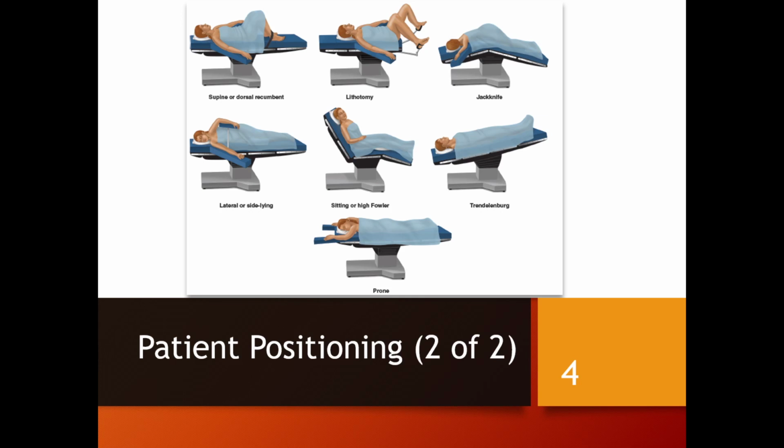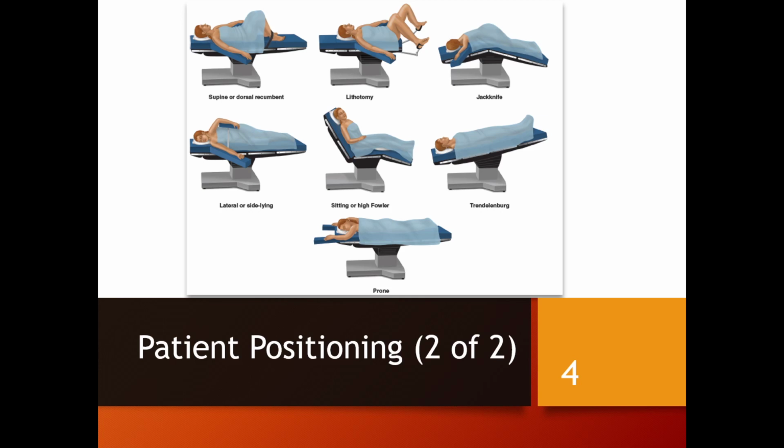The lithotomy position, on the other hand, involves the patient lying on their back with their legs raised and separated, a position often employed for procedures involving the lower abdomen and pelvic region. The jackknife position is quite unique, with the patient lying prone, their hips flexed at a 90-degree angle, and their head and legs lowered. This position is typically used for procedures involving the lower back and rectal area.